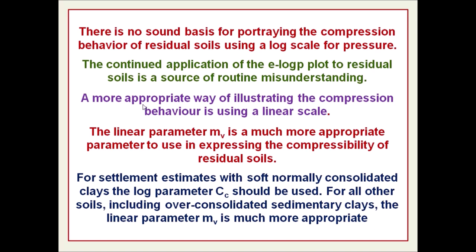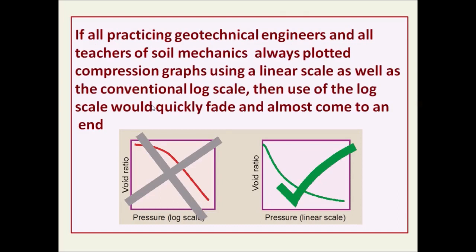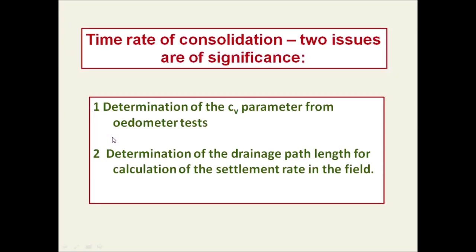As I've summarized here, for settlement estimates with soft, normally consolidated clays, the log parameter Cc is appropriate and should be used. For all other soils, including over-consolidated or medium over-consolidated sedimentary clays, the linear parameter mv is much more appropriate. If all practicing geotechnical engineers and all teachers of soil mechanics always plotted the compression graphs using a linear scale, as well as the conventional log scale, then use of the log scale would quickly fade and almost come to an end. The second part of this on the compression behavior is to do with the rate of consolidation.